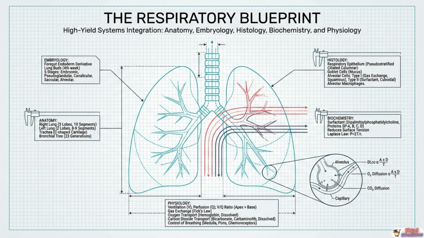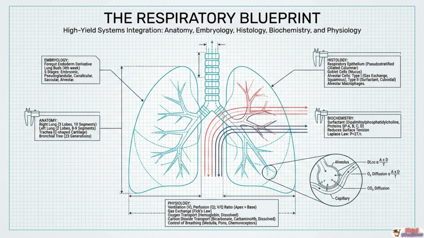Embryologically, the lung arises as a foregut endoderm derivative, with lung buds appearing in the 4th week and progressing through 5 distinct developmental stages. Histologically, the airway is lined by pseudostratified ciliated columnar respiratory epithelium with mucus-producing goblet cells, while the alveoli contain type 1 squamous cells for gas exchange, type 2 cuboidal cells for surfactant production, and alveolar macrophages for defense. Biochemically, surfactant, composed of dipalmitoyl phosphatidylcholine and surfactant proteins A, B, C, and D, reduces surface tension according to the law of Laplace.